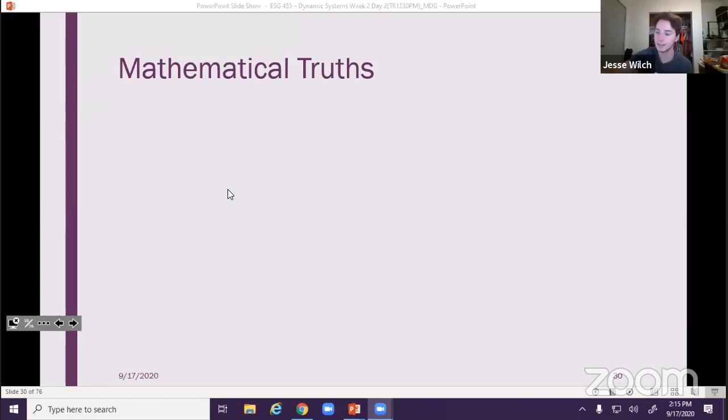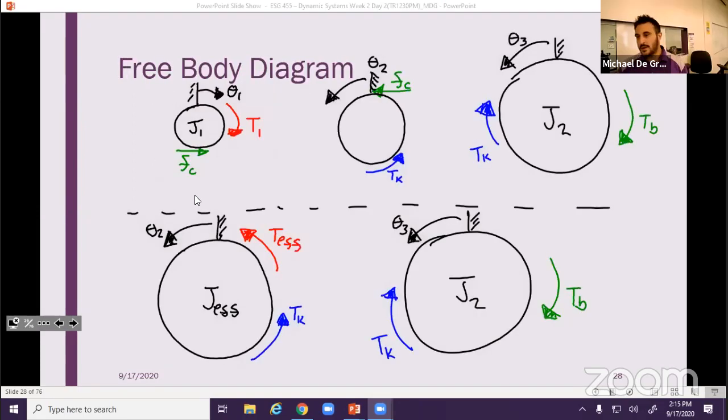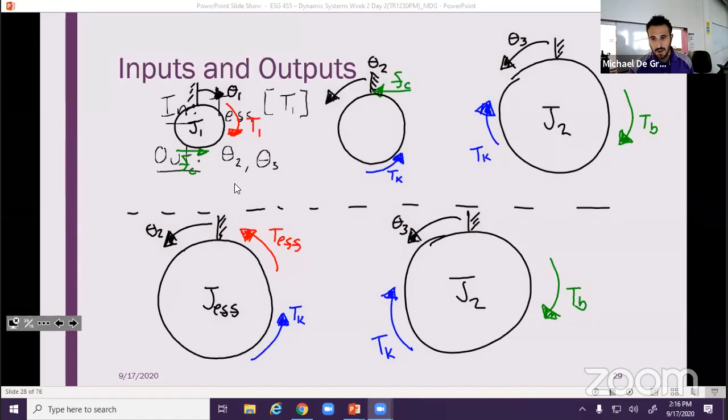Are you saying that the input for the effective one is T effective, or if you go all the way back, then it's T1? So T1 drives T effective. T1 is related to T effective. We're going to talk about that right now, how you can figure out what T effective is based off the gear ratio. But T1 is the input, and you're going to see why.